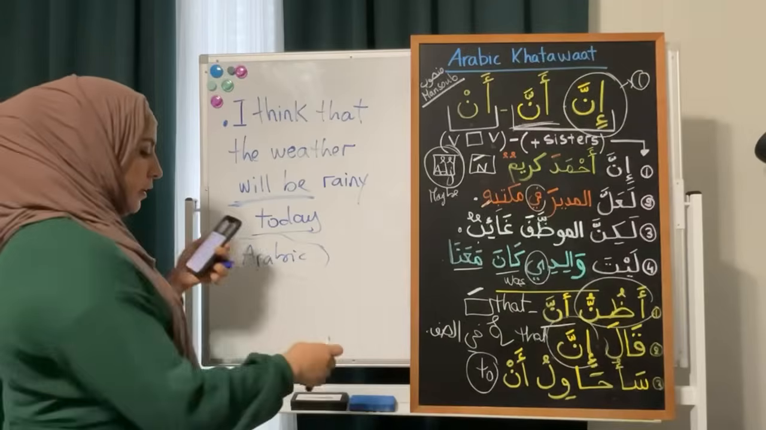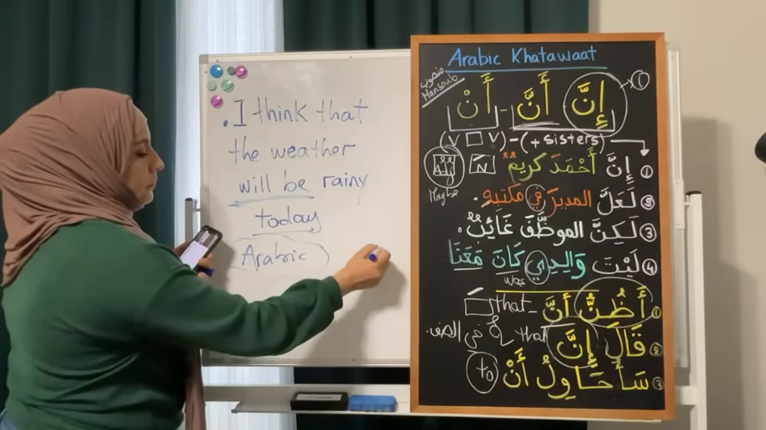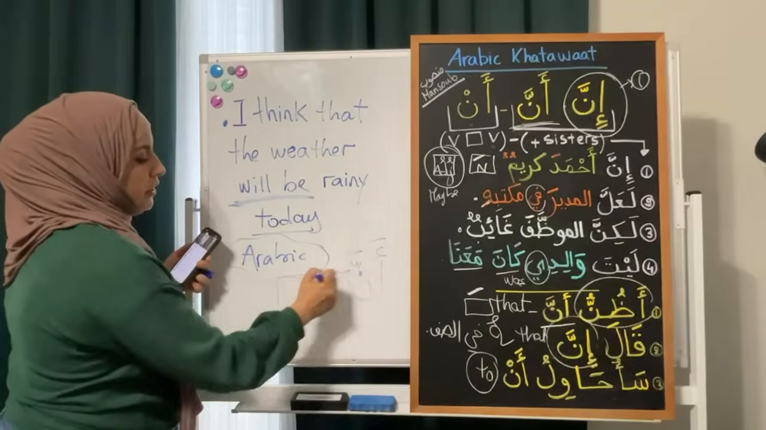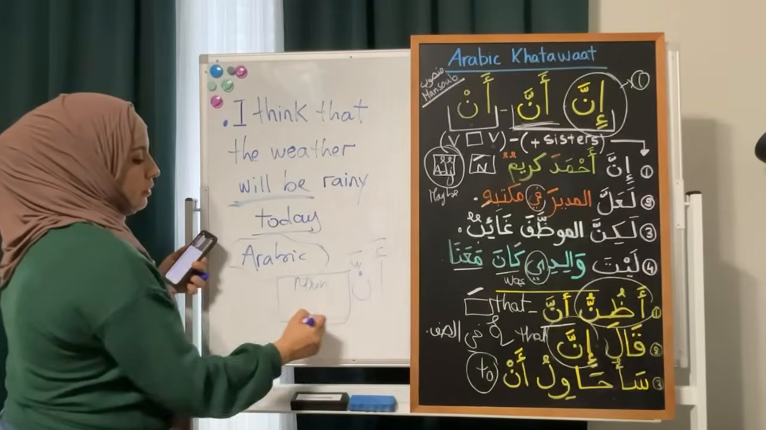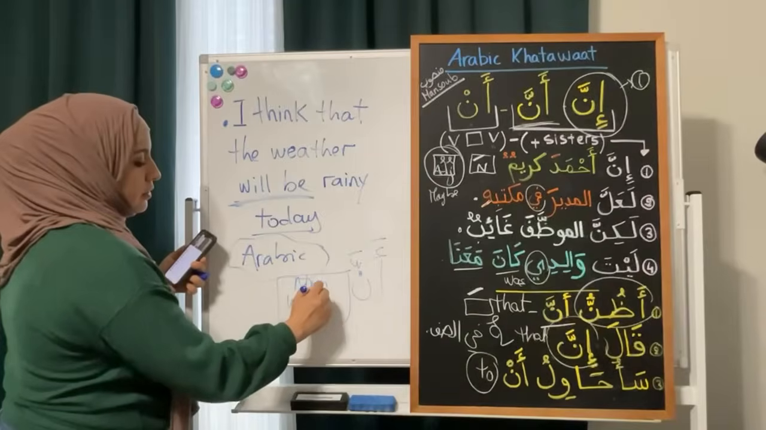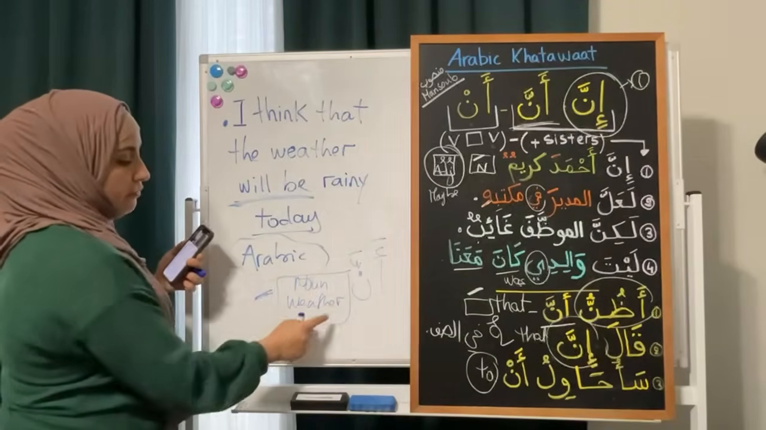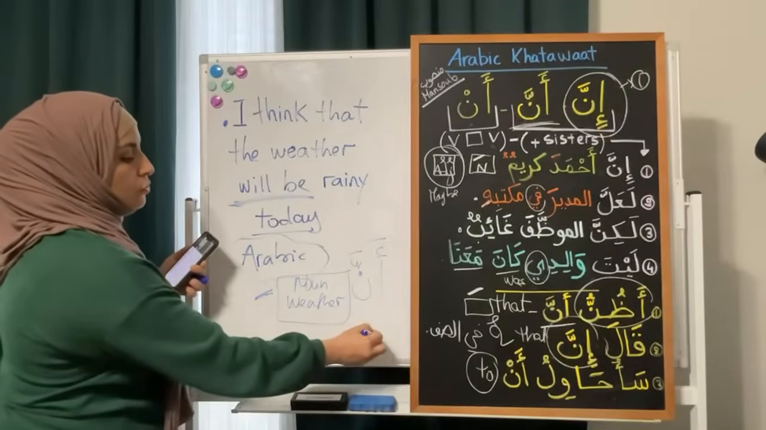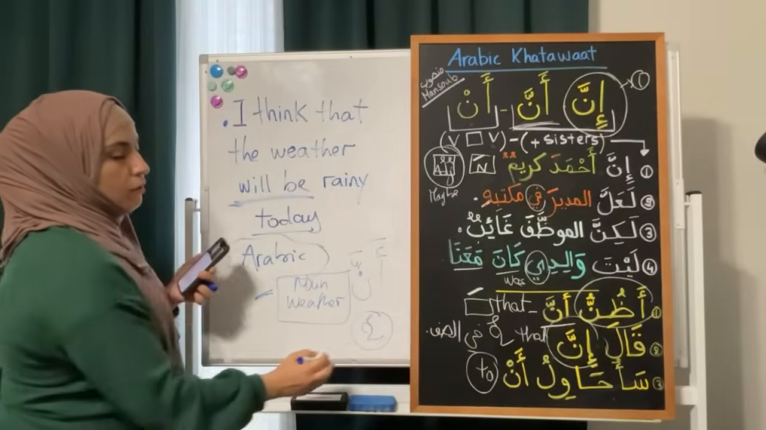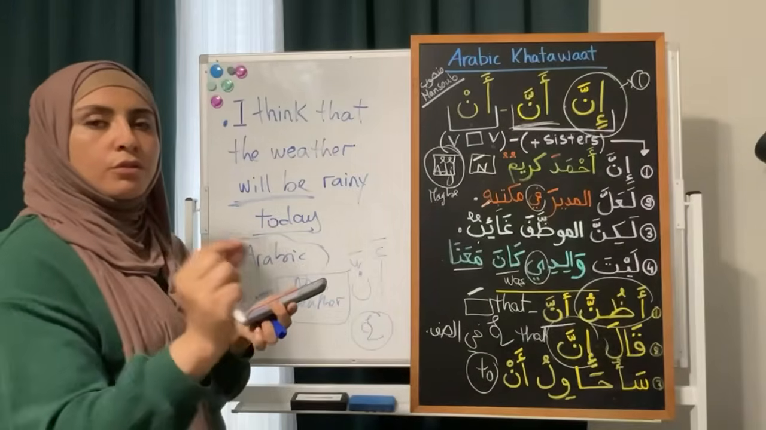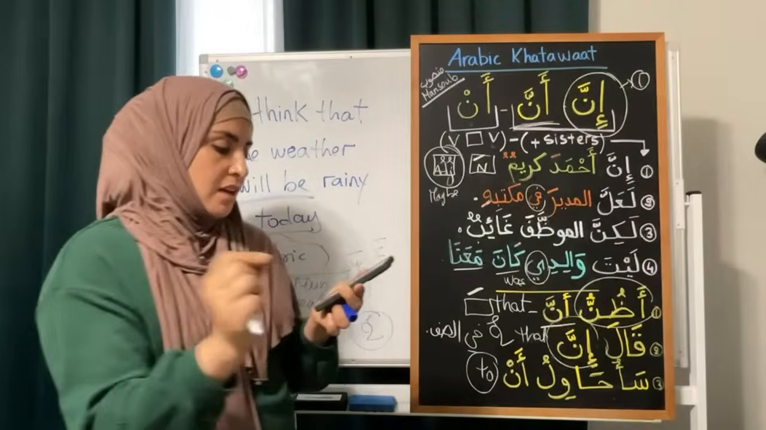Okay, great. If I say أن and I already have a noun like weather, the weather is the noun and I have to put fatha. If I do have a noun, I do not need to use a pronoun at all. The pronoun can be used only if you're referring to the verb to be as it is.